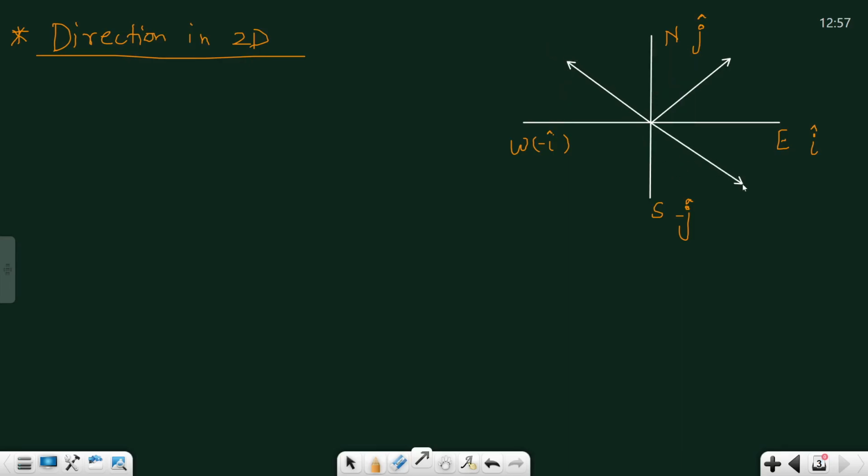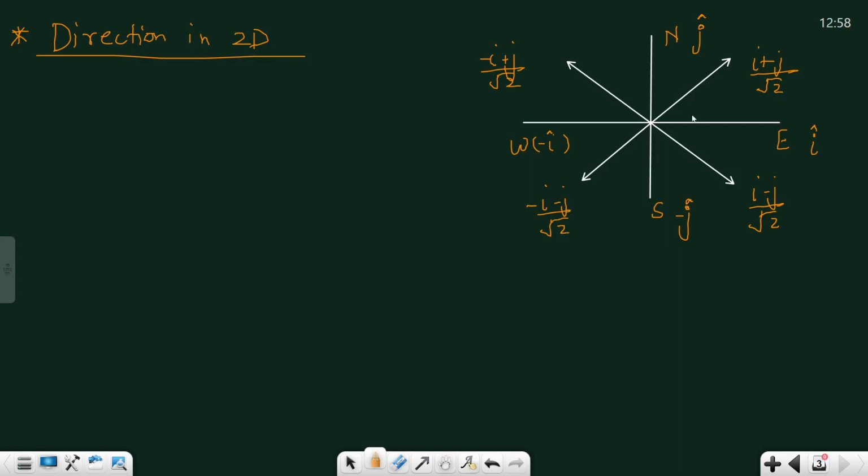This one is southeast. This one is southwest. Okay, so in this, this direction is (i + j)/√2. This direction is (i − j)/√2. This direction is (−i − j)/√2, and this direction is (−i + j)/√2. This is (−i − j)/√2.